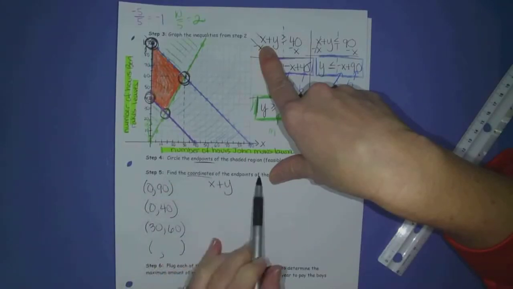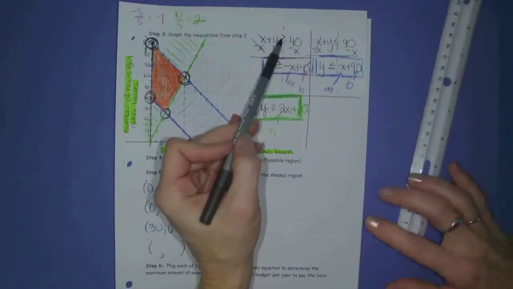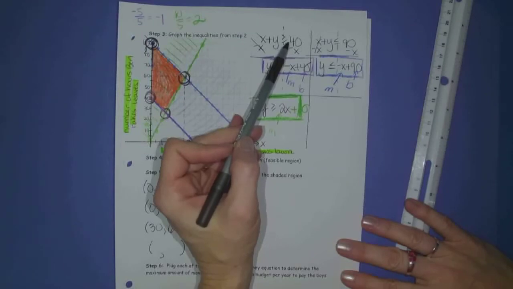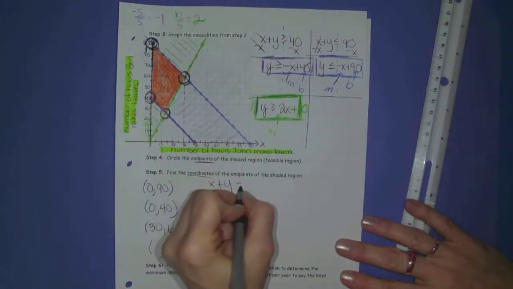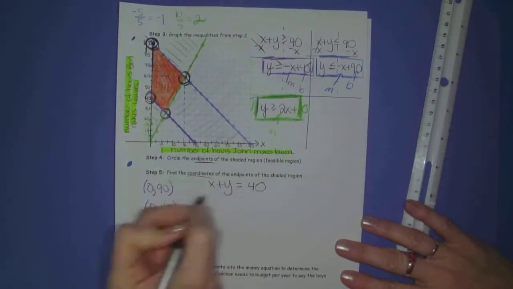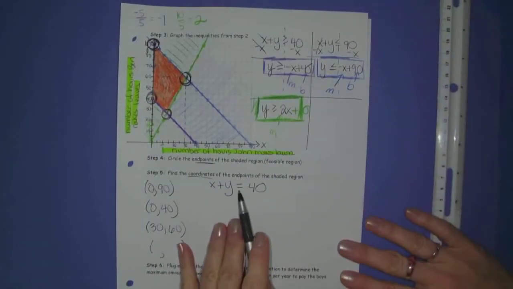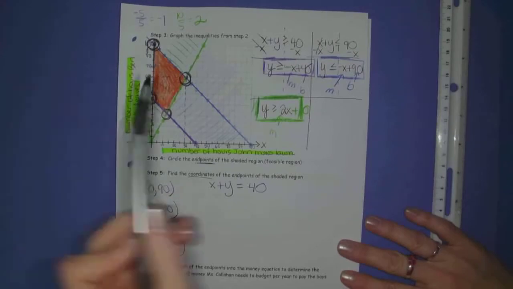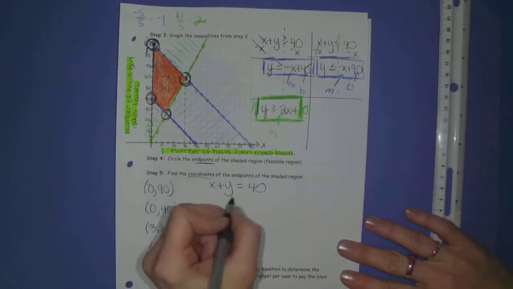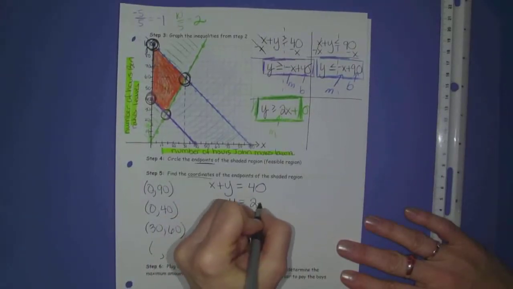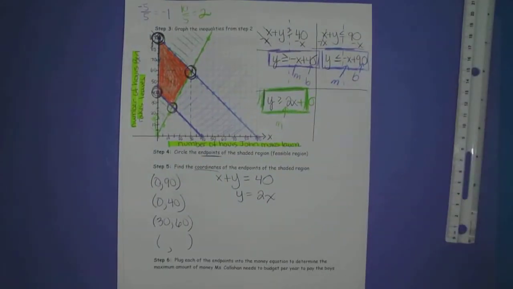Now what I'm going to do here, and this is legal, instead of being greater than or equal to, I'm just going to put equals because I'm not graphing this right now. I don't need to shade. I just need to find the exact point of intersection. So I'm going to change that back to an equal sign. And the green line, y equals 2x. Now, graphing's out. It didn't work.